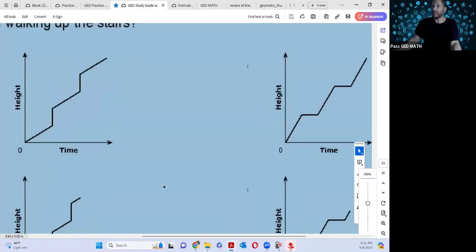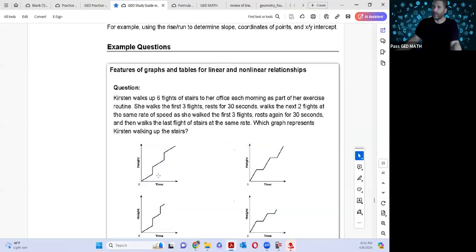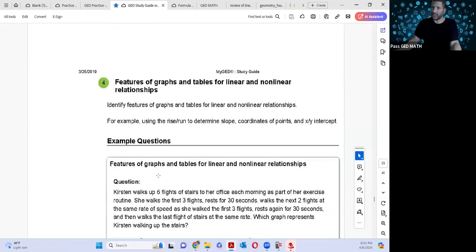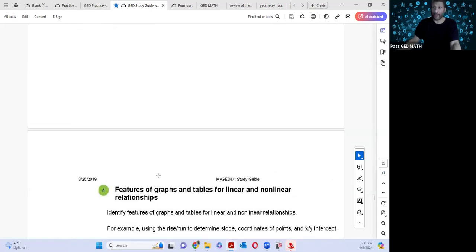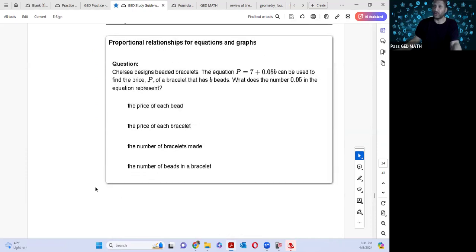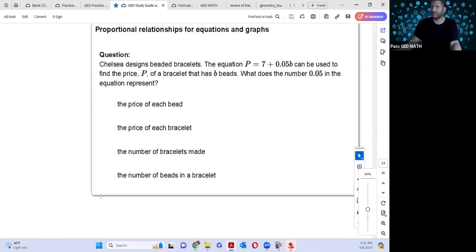But listen, on the GED, you cannot just remember math. You have to look at what's given and understand what you're looking at. So the first thing about graphs is your X and your Y axis. Your X axis is your horizontal axis, your Y axis is your vertical axis. Let's look at a problem like this.